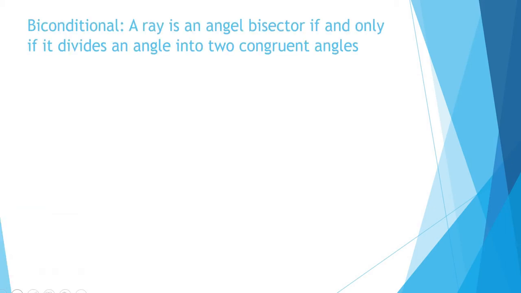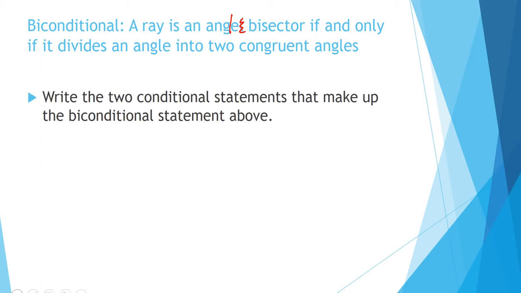Let's try one more. Here's a biconditional. A ray is an angle, not an angel. A ray is an angle bisector if and only if it divides an angle into two congruent angles. Now the question is, can you write two conditional statements that make up this biconditional? So two if-then statements. See what you can do.